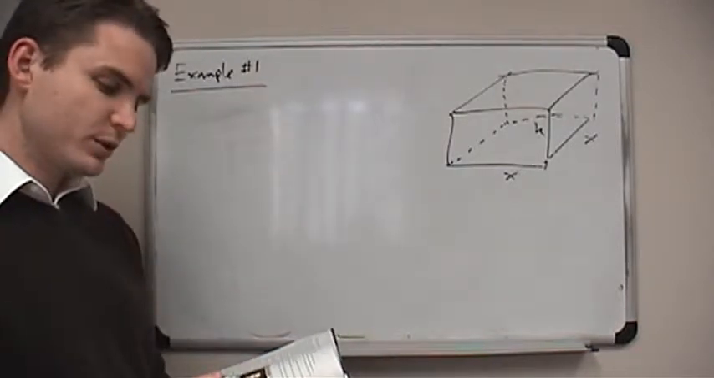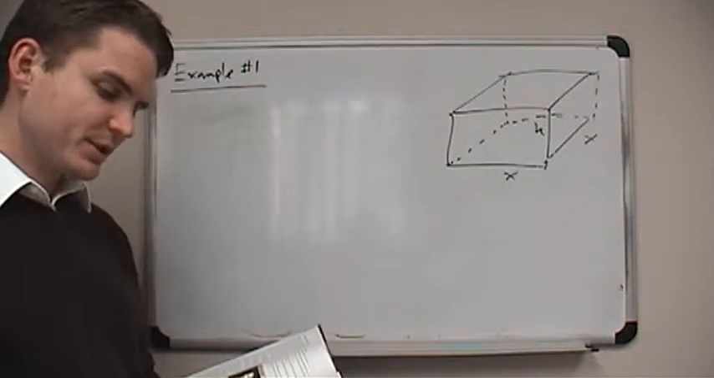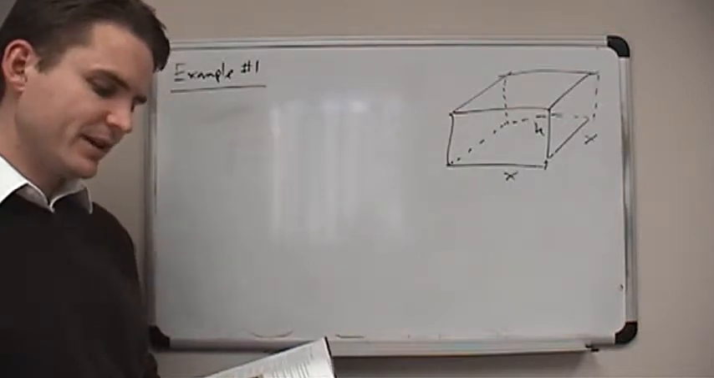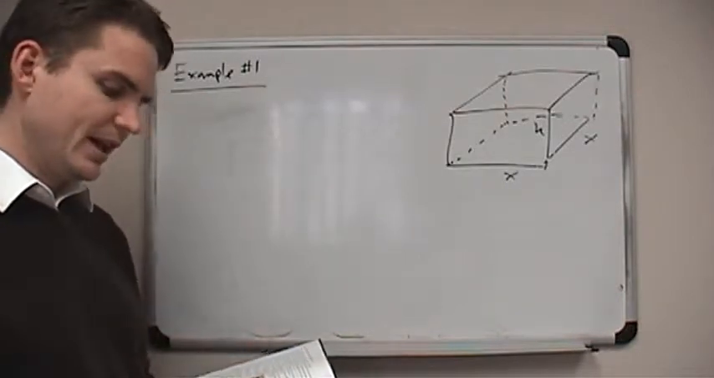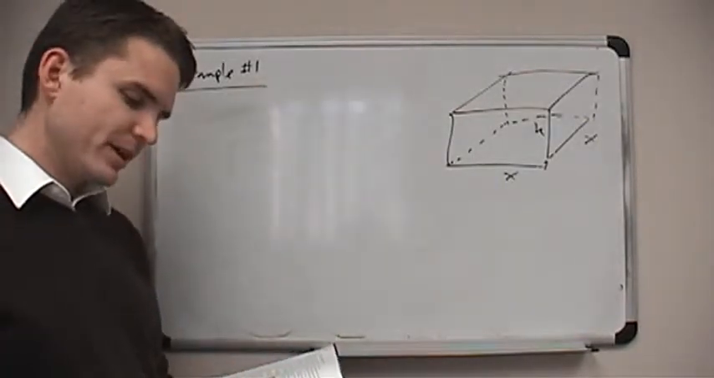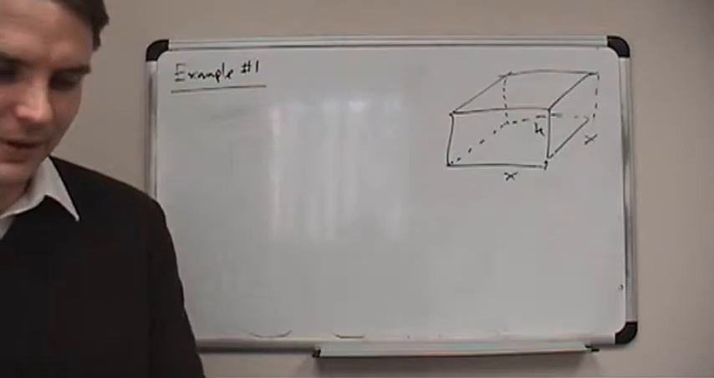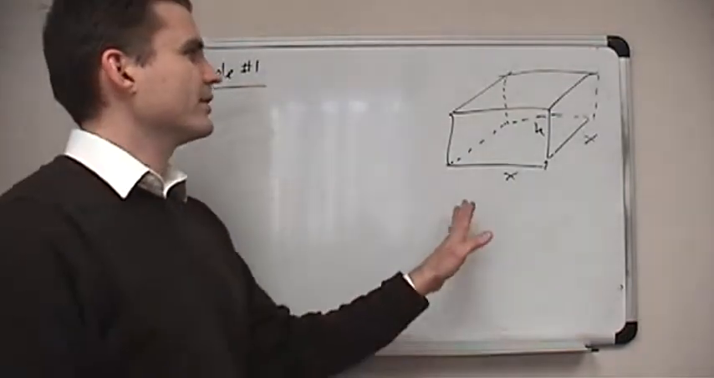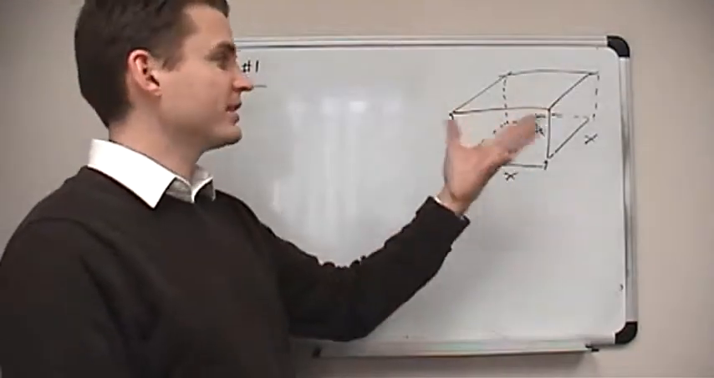They say a manufacturer wants to design an open box that has a square base and a surface area of 108 square inches, as shown in the figure, which I've duplicated here. What dimensions will produce a box with maximum volume? Okay, so the box, they say, has an open top and a square base.